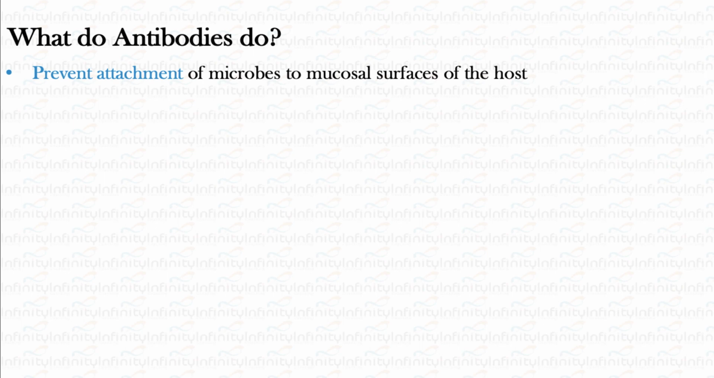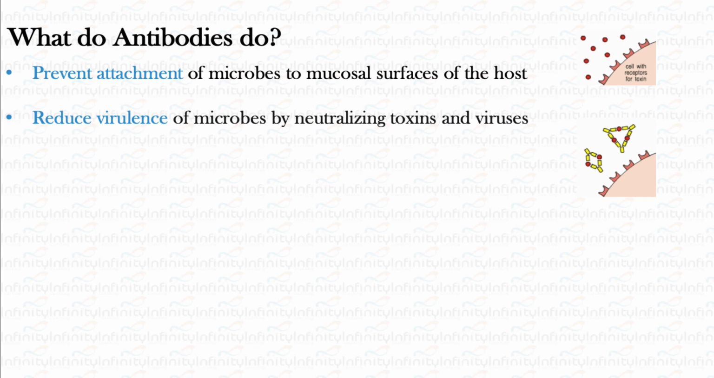The next important question that we might have is, what do antibodies do? So antibodies perform 4 basic tasks. Let's see one by one what these tasks are. The first task is they prevent the attachment of microbes to the mucosal surface of the host. So whenever a foreign microorganism enters our body, the antibodies will prevent the attachment of this microbe to the mucosal surface. The next thing that they do is they reduce the virulence of the microbes by neutralizing the toxins and viruses.